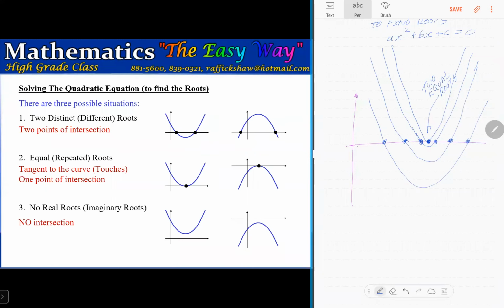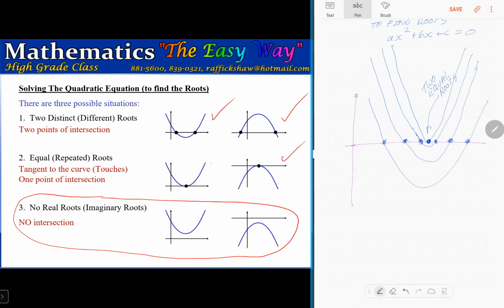But you won't get this one in CSEC. They won't give you that in CSEC and ask you about roots for that one. This third one is for add maths and pure maths. These are what you will get at the CSEC level, the first two.